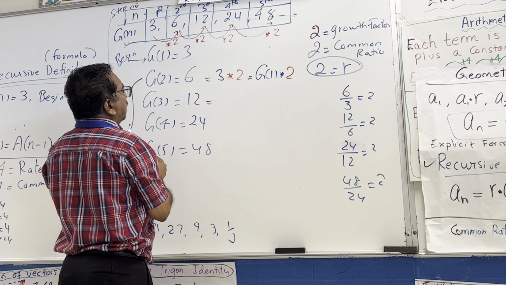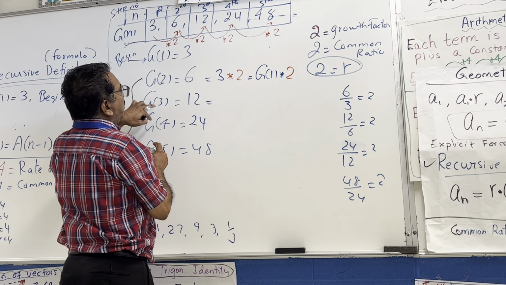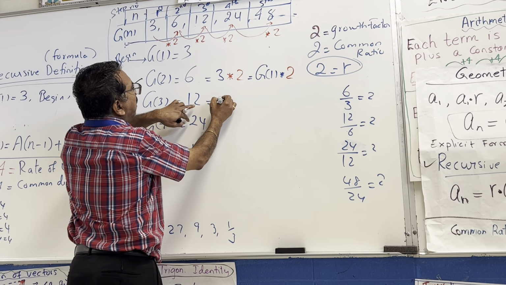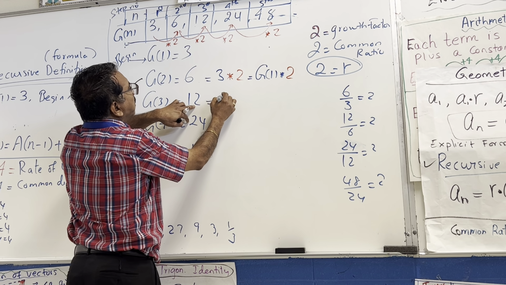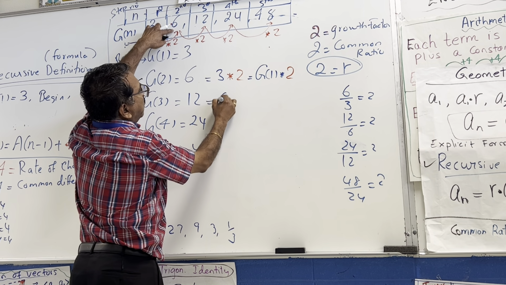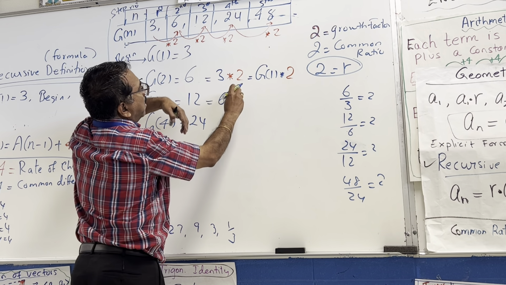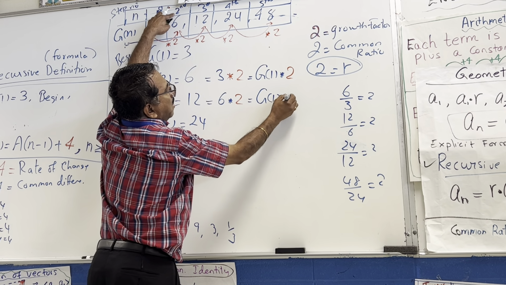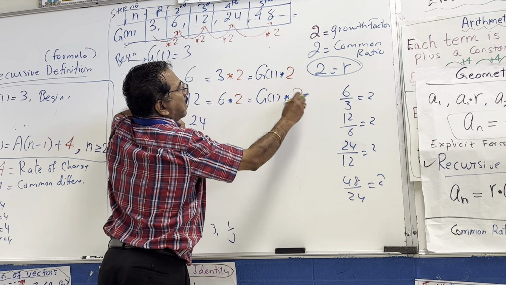The next one is G3, which is 12. That means it is 3 times... So you're multiplying the previous number. So how did you get this number? It was 6, and you multiply by 2. And the 6 is in the second position, G of 1 times 2.